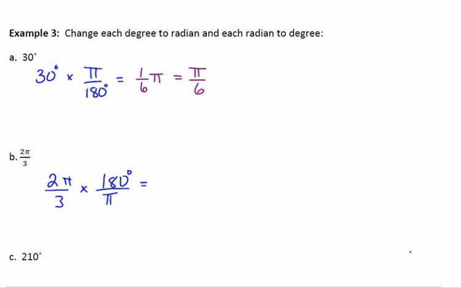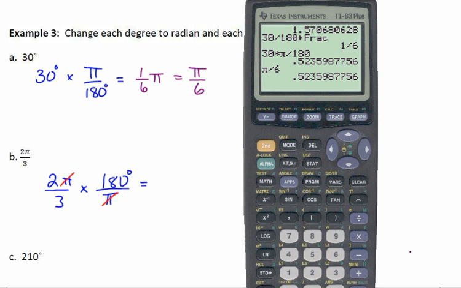What's going to cancel out? The pi's. So we only need to type in 2/3 times 180. Exactly 120 degrees.